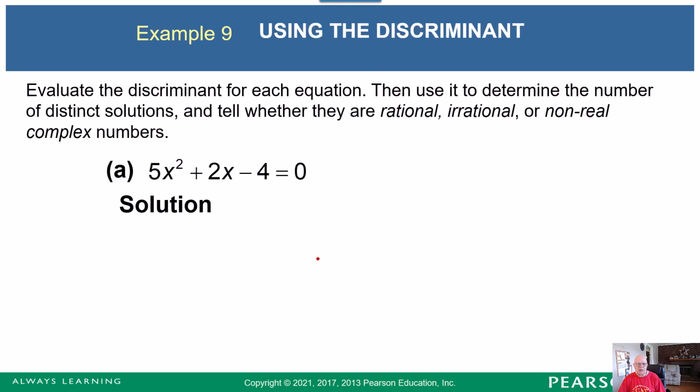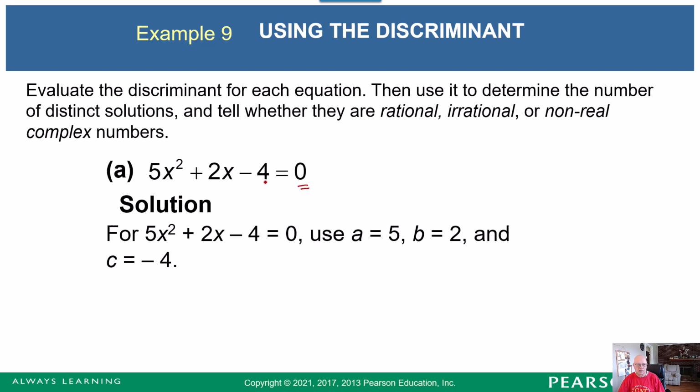So let's take a look at the discriminant for each of these. First of all, notice we've got the 0, so we can pick A, B, and C. So pick out the A, the B, and the C. Calculate the discriminant. If you want to, you can call it capital D. And see whether it's positive, negative, or 0.